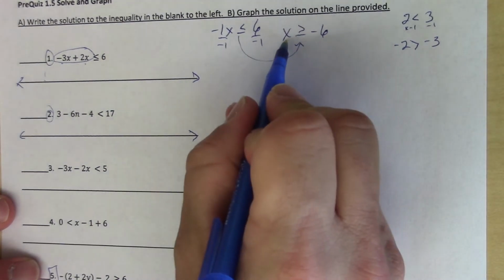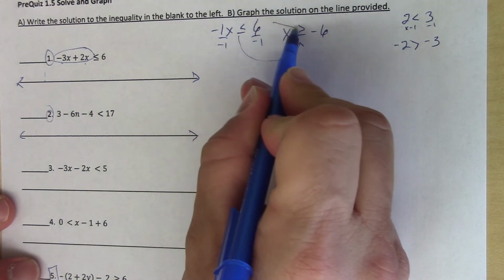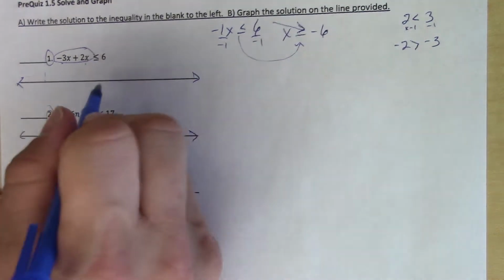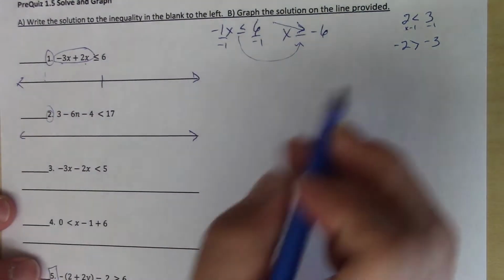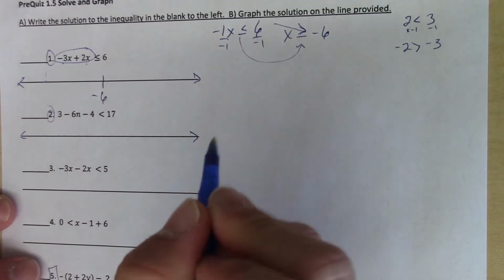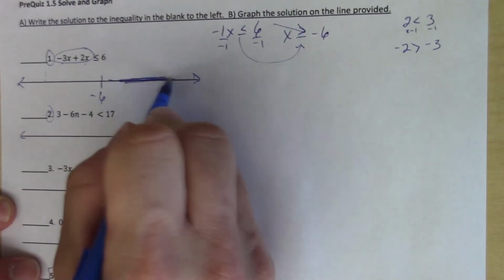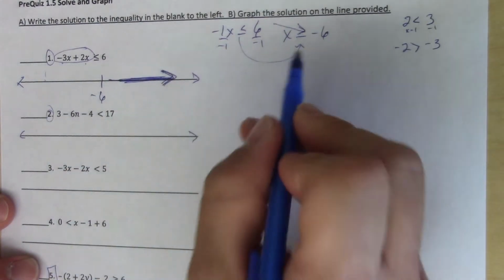Okay? And as long as the letter is on the left side, you can just go the direction that the arrow is pointing. It is pointing that way. That means that my graph, when I start at, I'll put negative 6 in the middle, is going to be shaded in that direction. Okay? So I'm following the arrow.